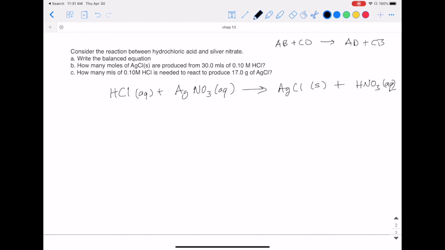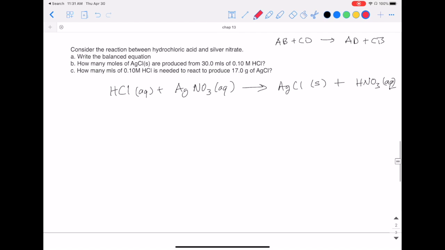I'm going to take a look at question B, where it says how many moles of AgCl is produced from 30 milliliters of 0.1 molar HCl. So implicit in that question is the assumption that your silver nitrate must be your excess reactant and your HCl must be your limiting reactant because they don't provide any additional information. To get the number of moles of the product, you need to convert the HCl into number of moles first.